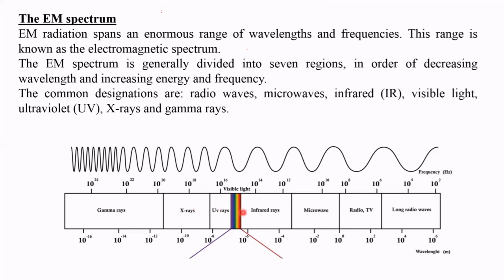Next one is visible light. In our daily life we are exposed to this radiation, that is visible light. This is the range of the wavelength and frequency. The visible light frequency and wavelength are different when compared with the gamma rays, X-rays, and UV rays. Here the frequency is less and wavelength is high. After visible light, the rays with more wavelength and less frequency are infrared rays.